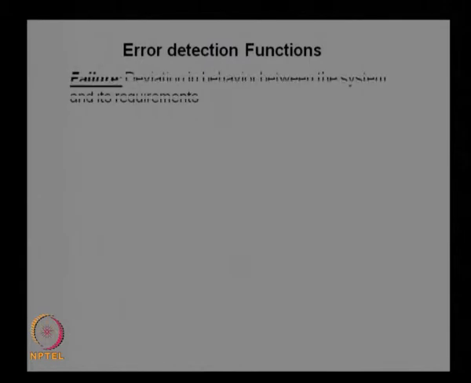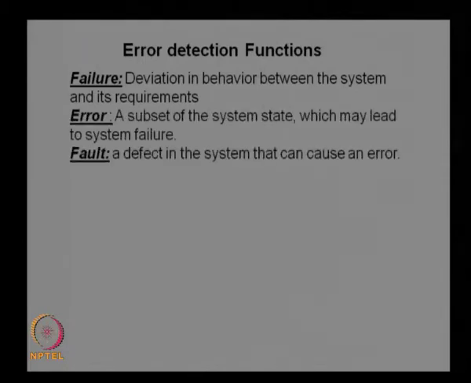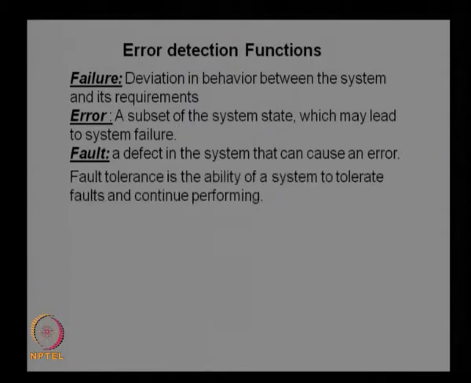In order to avoid this, we need to provide many functionalities, basically the fault tolerant system, and we need to have many error detection functions which we discussed in the functional architecture development. Just to recap those terminologies: failure is the deviation of behavior between the system and its requirements, error is a subset of the system state which may lead to system failure, and a fault is a defect in the system that can cause an error. And in fault tolerance, basically we will be looking at the ability of a system to tolerate faults and continue performing.